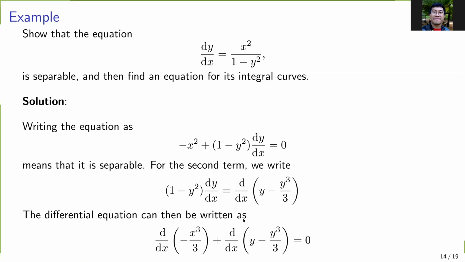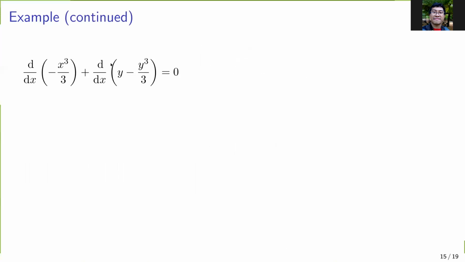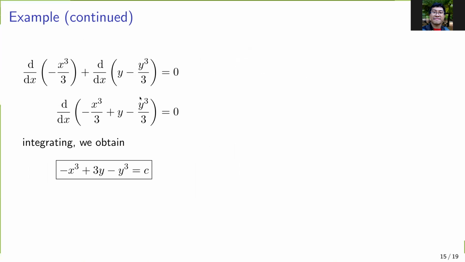The differential equation then can be written as, so here are x from this term here, we write it as the derivative of the negative x cubed over 3. The derivative of that is simply x squared. Here, the derivative of this term gets us back this. Or that equation we can rewrite as the derivative with respect to x of minus x cubed over 3 plus y minus y cubed over 3. Integrating, we obtain minus x cubed plus 3y minus y cubed equals constant c.